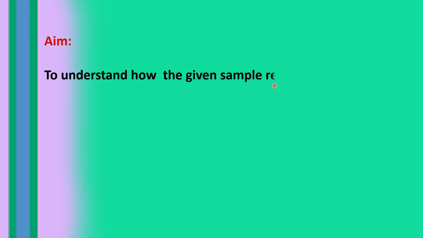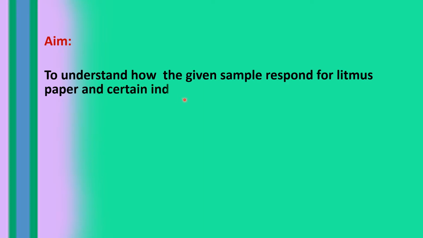Now we'll see the aim of this activity. The aim of this activity is to understand how the given sample responds to litmus paper and certain indicators. I told you that I am going to take the indicators methyl orange and phenolphthalein and the litmus papers blue and red. Okay. And first of all, we'll see the materials required.